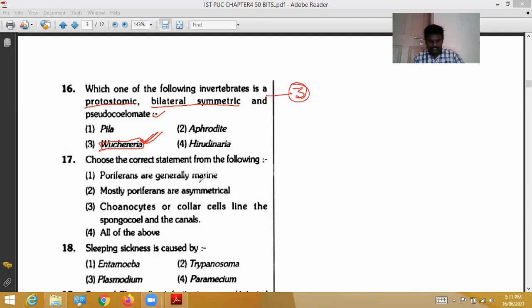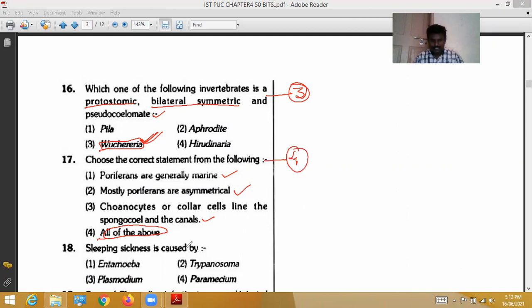Next, the 17th question: choose the correct statement from the following. Poriferans are generally marine. Yes. Most poriferans are asymmetrical; the body cannot be divided into two equal halves. Choanocytes, also called collar cells, line the spongocoel and canals. Yes, it is correct. So all of the above. For the 17th question, the correct option is the 4th, as all the options are correct.